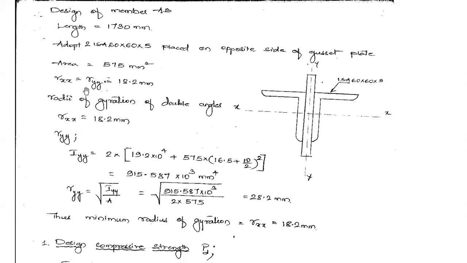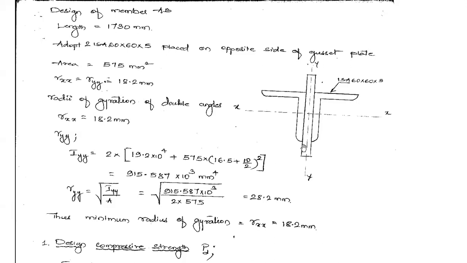This radius of gyration and the area, what is written here, is for an individual angle section, for one angle. ISA 60 by 60 by 5 for one angle. This is the cross-sectional area, and this is the radius of gyration about the x and y axis, Rxx, Ryy, the horizontal axis and the vertical axis. About these two axes, this is what the radius of gyration will come out to be.